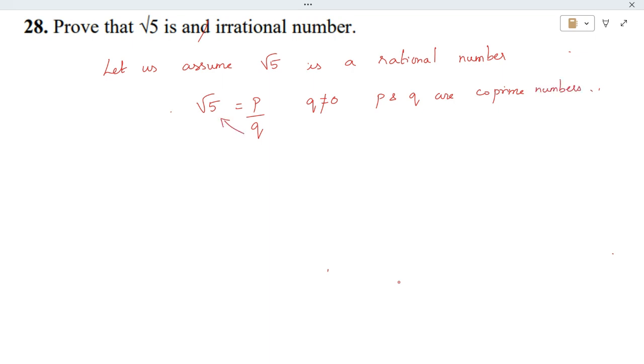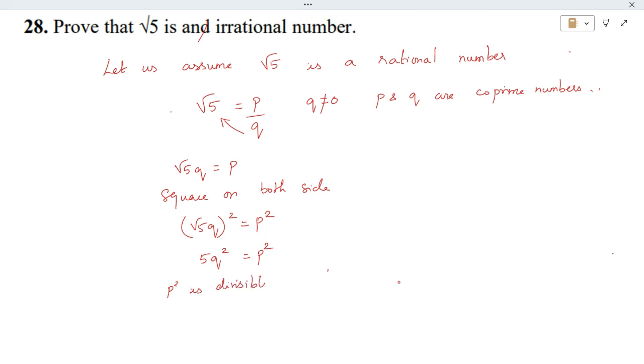Okay. Now just take q to the other side. So root 5 q is equal to p. Okay. So square on both sides. So when I'm squaring on both sides, I will get root 5q the whole square is equal to p square. That is 5q square is equal to p square. So I know p square is divisible by 5, or I can say 5 divides p square, right? So we have a theorem: if p square is divisible by 5, p is also divisible by 5, right?